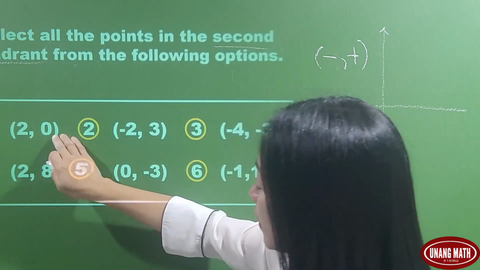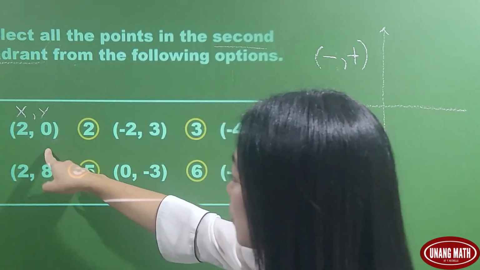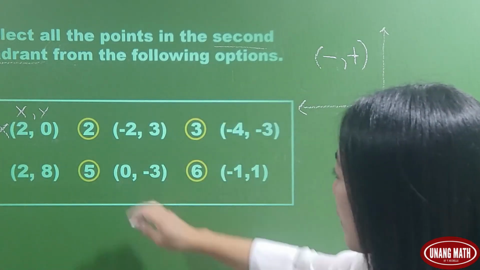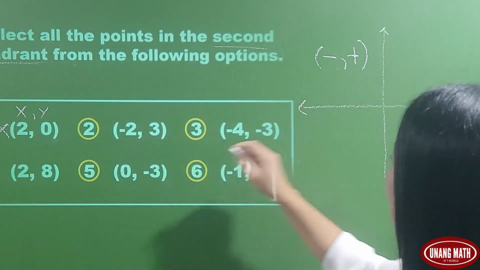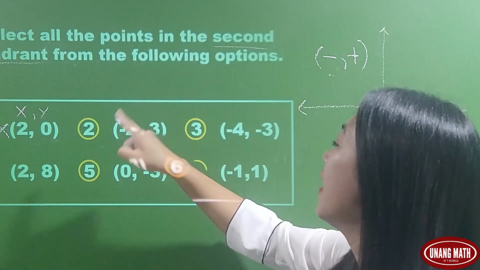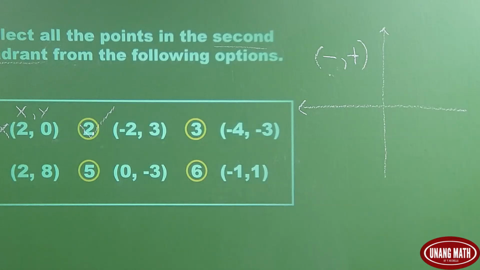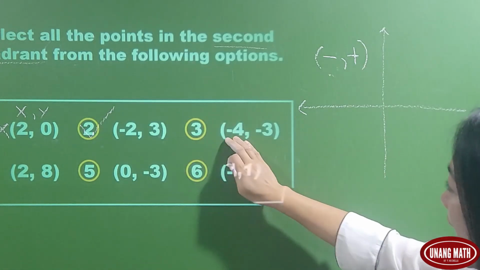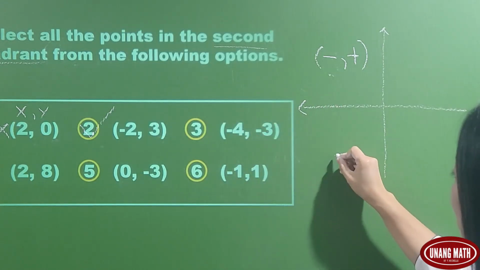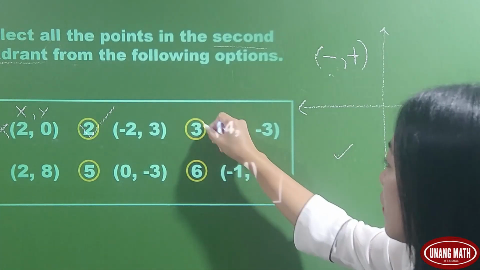It's (2, 0). Positive 2 is the x-coordinate and the y-coordinate is 0, so this lies on the x-axis. So this is not correct. Okay, what about number 2? Negative 2 is the x-coordinate and positive 3 is the y-coordinate, so this ordered pair lies in the second quadrant. So this is correct. What about the third option? Negative 4 is our x-coordinate and the y-coordinate is negative 3, so this ordered pair lies in the third quadrant. So this is not correct.